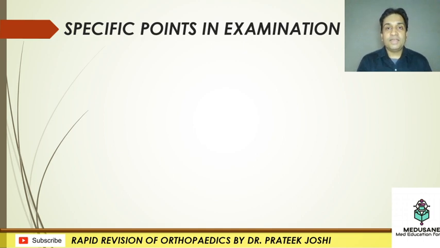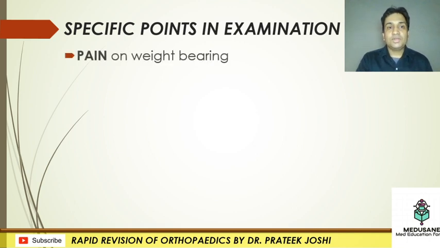So far we have gone into points which may or may not be present in a case of a non-union. Now, there are some points which are very specific to non-union. So let us take them one by one. First one is pain on weight bearing. If we make the patient walk, and the patient is able to walk, the patient will complain of pain on weight bearing. In case of pain on weight bearing, the patient will try to reduce the stance phase of that particular limb and will try to compensate by putting his weight on the other contralateral limb.